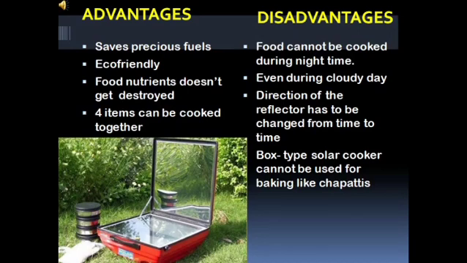But what do you think can be the disadvantages? First, it cannot be used to cook food during the night time. Even when there are clouds, we cannot cook the food, and the direction of the reflector has to be changed from time to time. Then a box type solar cooker cannot be used for baking materials like chapati or for frying. So if a coil of copper tube painted black from outside is placed in a box similar to that of a solar cooker, it will work as a solar water heater, isn't it?